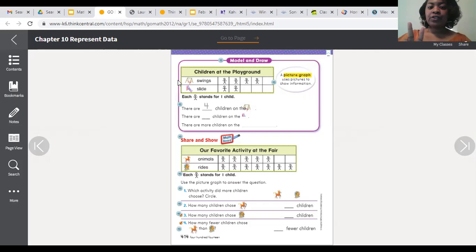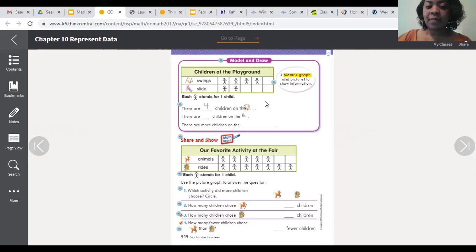Now we have 2 categories. There's a picture of swings and there's a picture of a slide. Now with this information, we can figure out a few important facts. Each stick figure stands for one child. So every time that I see a stick figure, I know that represents 1.